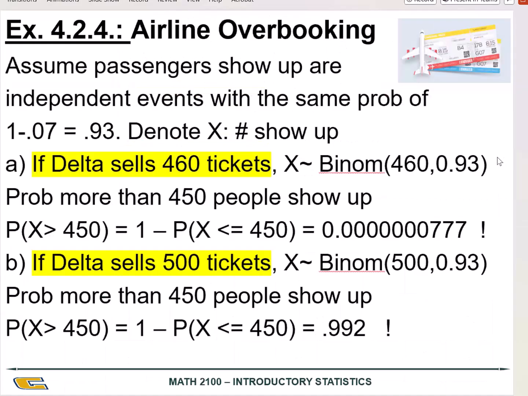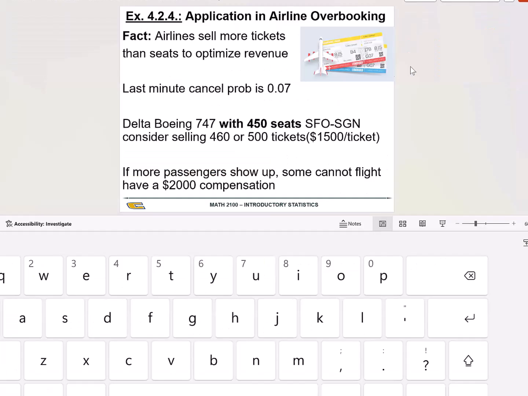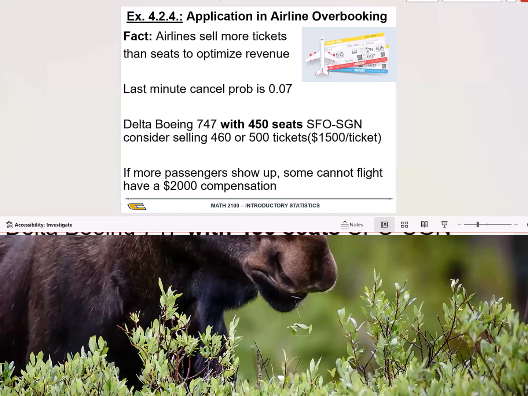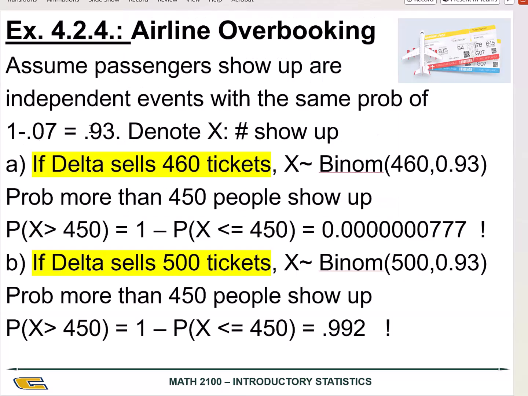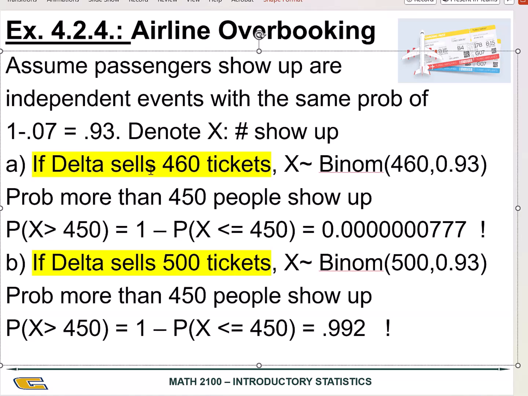Because from empirical data, the probability passengers show up will be 0.93, right? Because the last minute cancel is 0.07, which means the show up will be 0.93, right? And say, if Delta, let's look at the first scenario, okay? If Delta sells 460 tickets, okay, what happened?